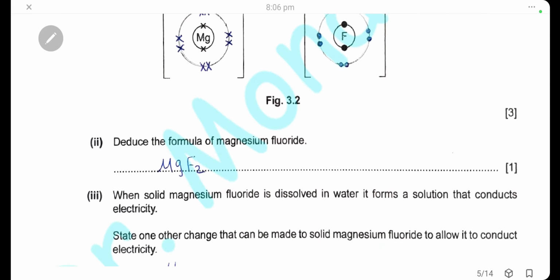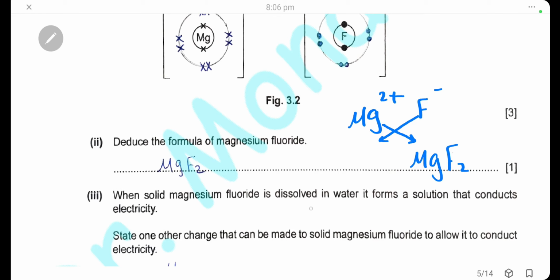Then deduce the formula of magnesium fluoride. To write the formula of magnesium fluoride, we will write the 2 ions with their charges, and then we will exchange the charges, so we will have the formula MgF2. This is the formula of magnesium fluoride.